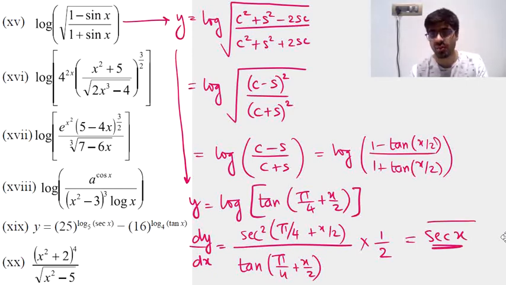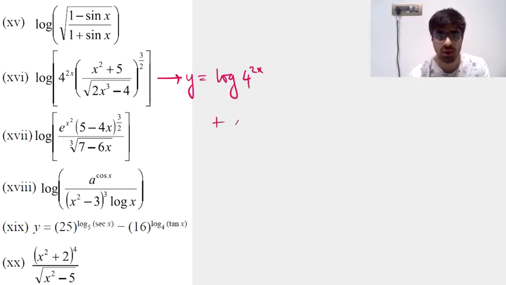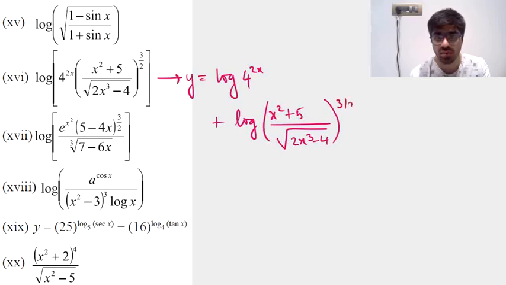So yeah, dy by dx for the 15th question is going to be sec x. Let's continue with the 16th one. Now again there's a log here, but first you need to apply the property of log, which tells you that log of a into b is log a plus log b. So your y is going to be log of 4 power 2x plus log of x square plus 5 upon root over 2x cube minus 4 the whole power 3 by 2.